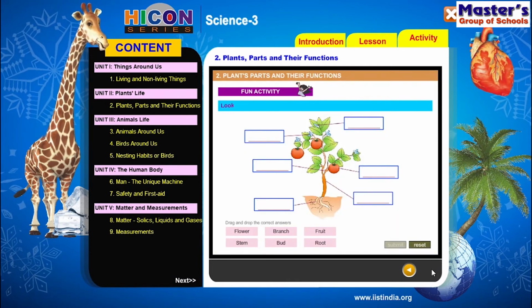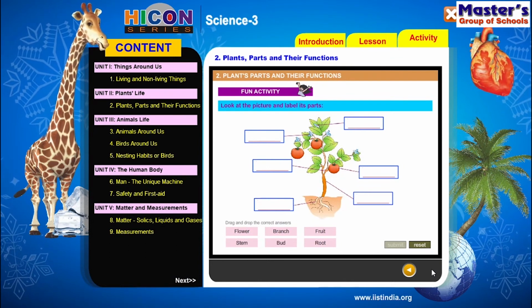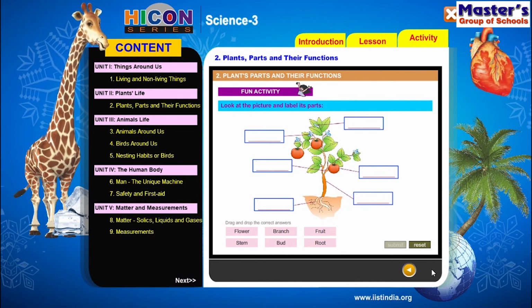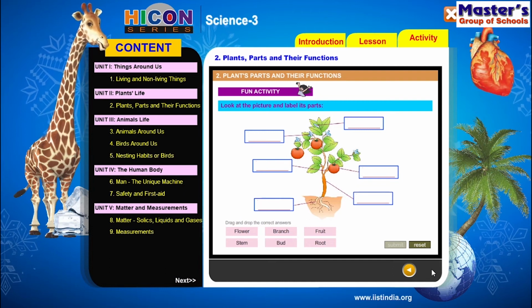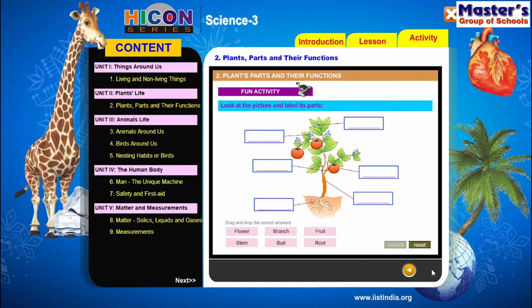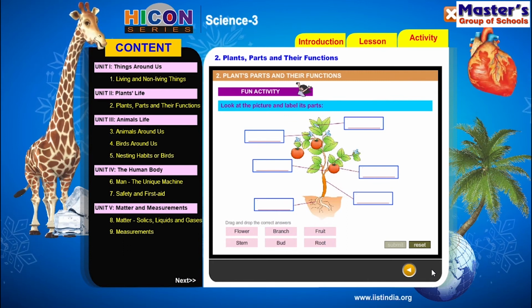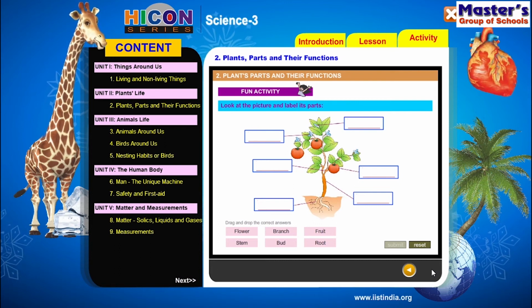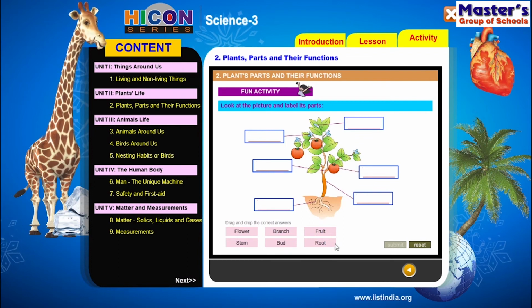So children, look at this. It is a fun activity. If you observe, there is a diagram of a plant given and different parts are represented, but they have given spaces. That means they have given blanks in the parts. Now we have to identify and write the correct part in each box. They have also given the parts below this diagram.